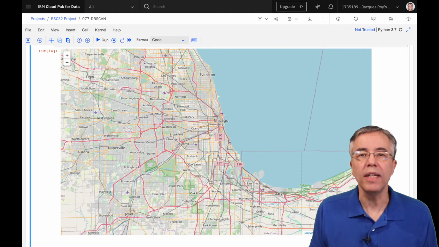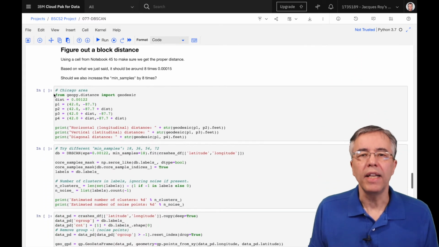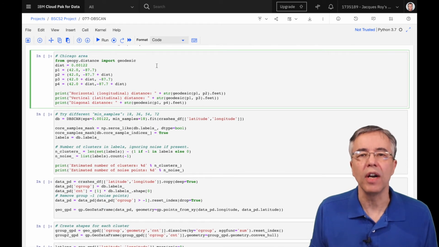Could we get different insights and solutions if we're using a larger distance? Let's try different distances, starting with a city block. Interestingly enough, Wikipedia gives us the size of a city block in Chicago. We can't have an exact size since the Earth is an ellipsoid, so we are using an approximation.